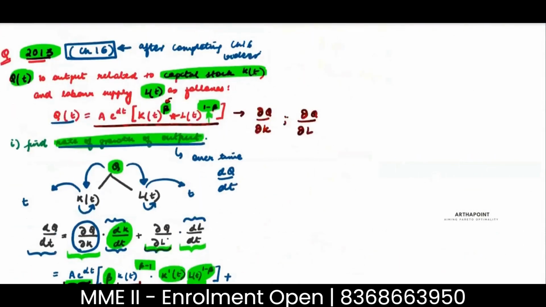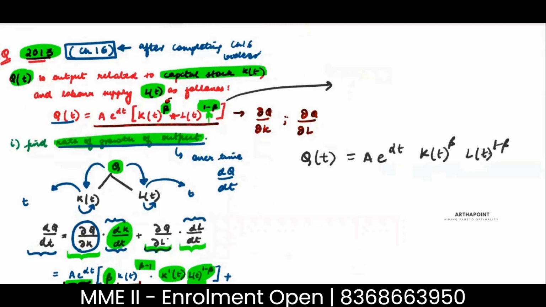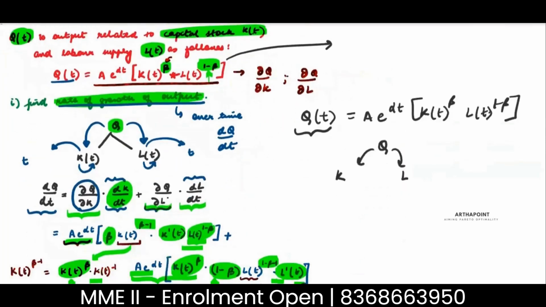Is this clear? It is a very good question. You were given a production function. The production function is a function of time. And this is A e to the power alpha t, Kt to the power beta, Lt to the power 1 minus beta. You have to check how this output changes over time. So we say output changes because of capital and labor, which in turn changes because of time.